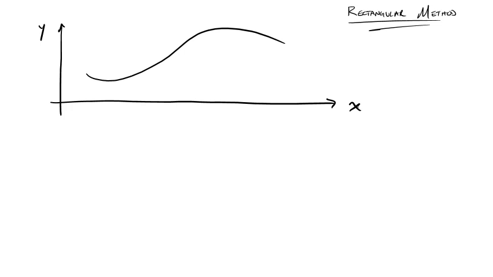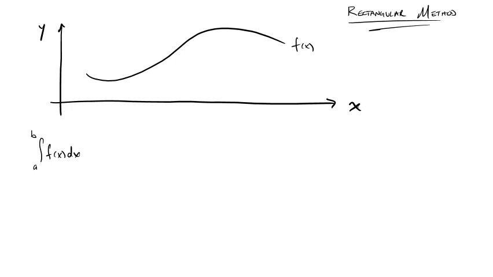So this is just a quick reminder on what the rectangular method is. It's basically just a Riemann sum from calculus. Say we have some curve f of x that we are trying to take the integral of. So what we want is the integral, a definite integral from a to b of f of x dx.